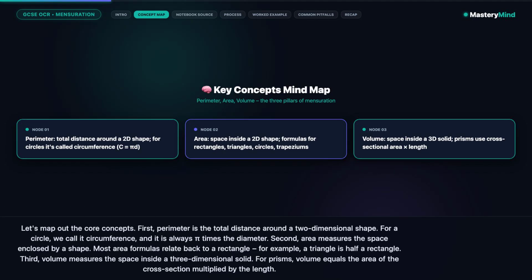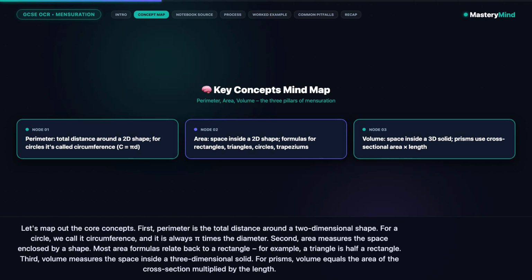Second, area measures the space enclosed by a shape. Most area formulas relate back to a rectangle. For example, a triangle is half a rectangle. Third, volume measures the space inside a three-dimensional solid. For prisms, volume equals the area of the cross-section multiplied by the length.